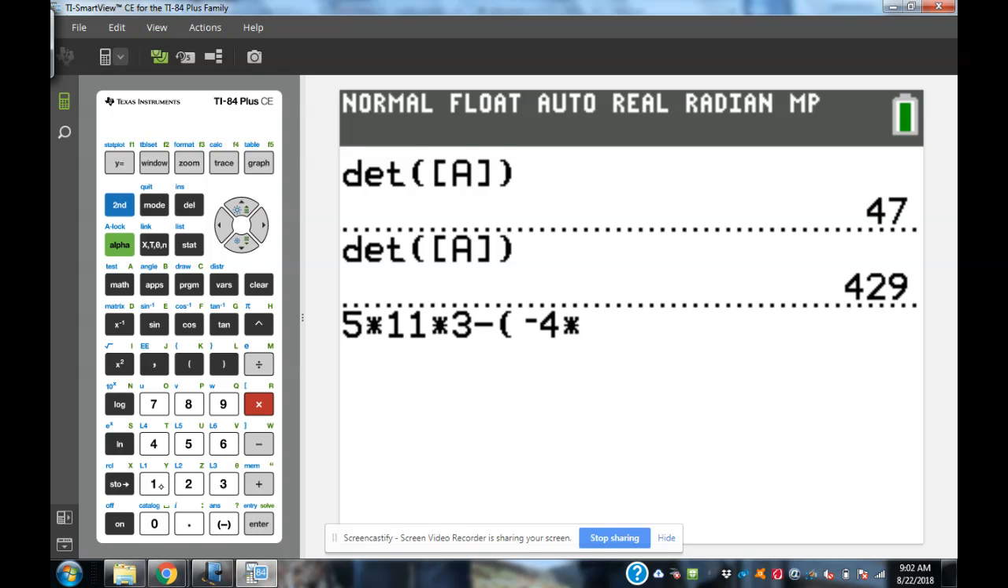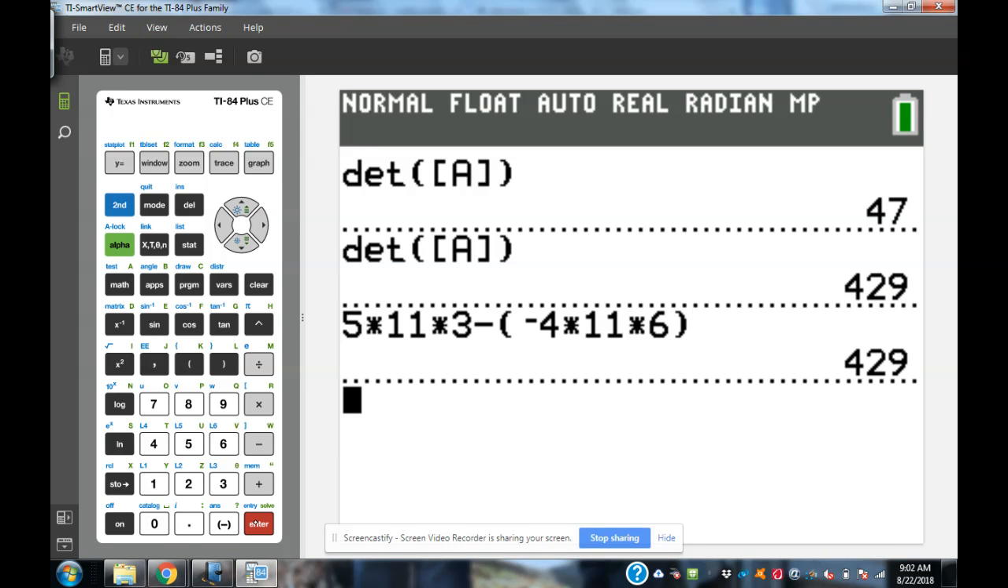Negative 4 times 7 times. Is that 6? I'll see if I'm right. I don't know. Yeah, same number. If you got one of your rows or one of your columns swapped around, you could get the same number but a different sign, a positive or a negative there, depending on that. So. Yes.